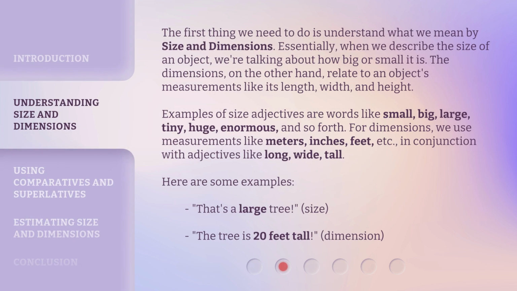The first thing we need to do is understand what we mean by size and dimensions. Essentially, when we describe the size of an object, we're talking about how big or small it is. The dimensions, on the other hand, relate to an object's measurements like its length, width, and height. Examples of size adjectives are words like small, big, large, tiny, huge, enormous, and so forth.